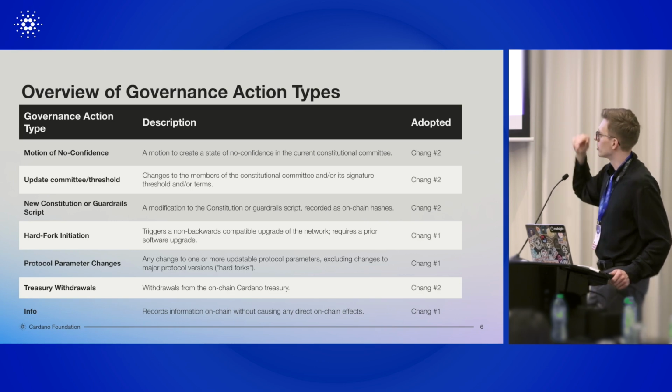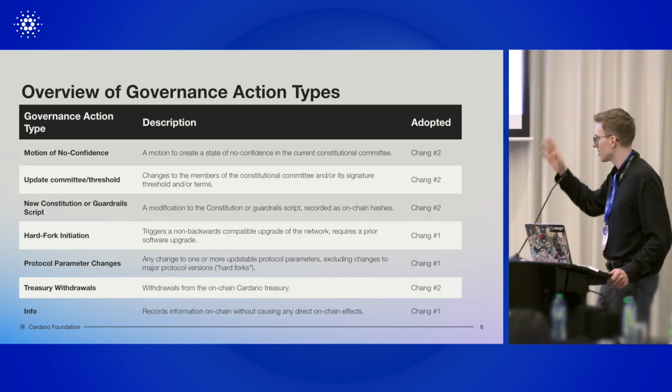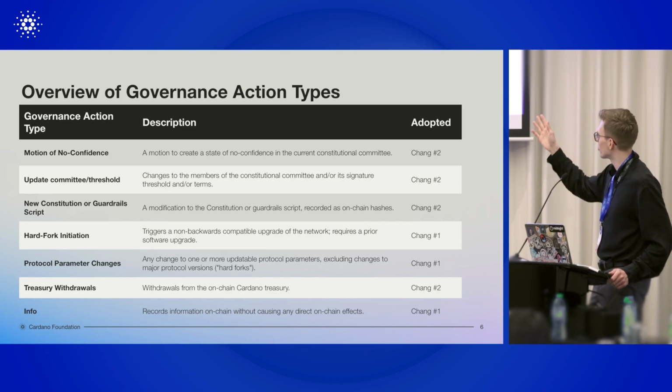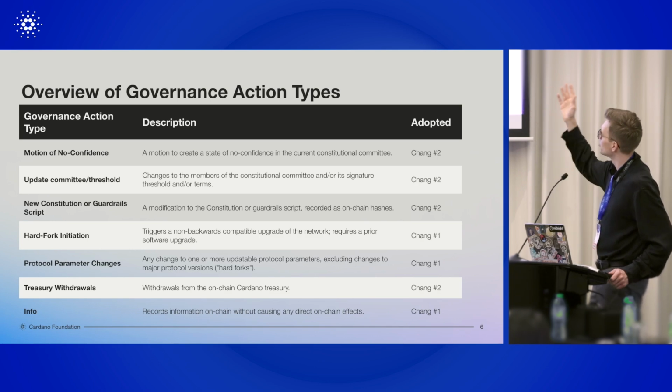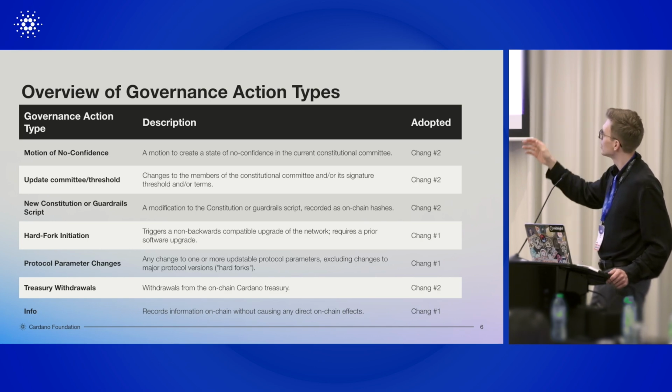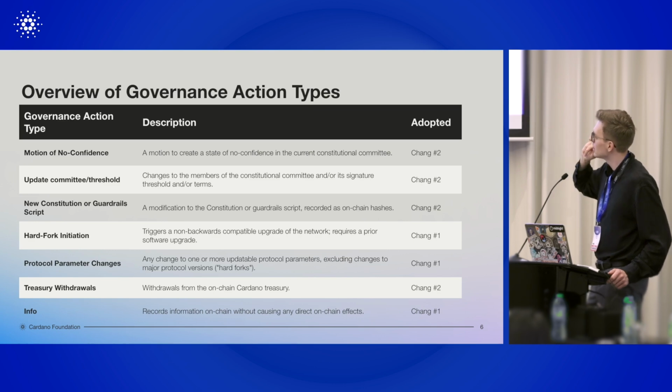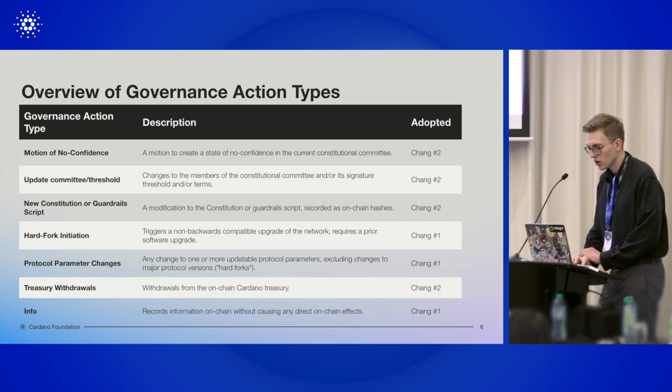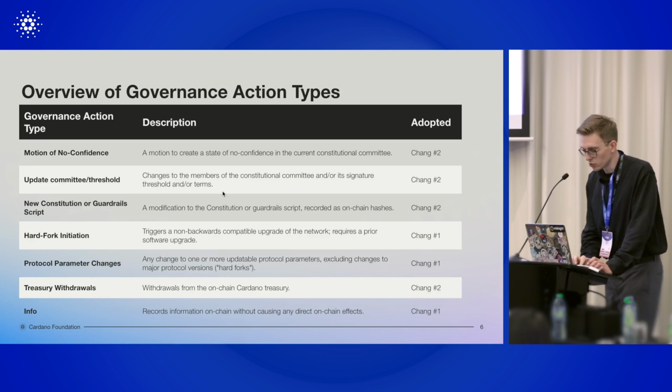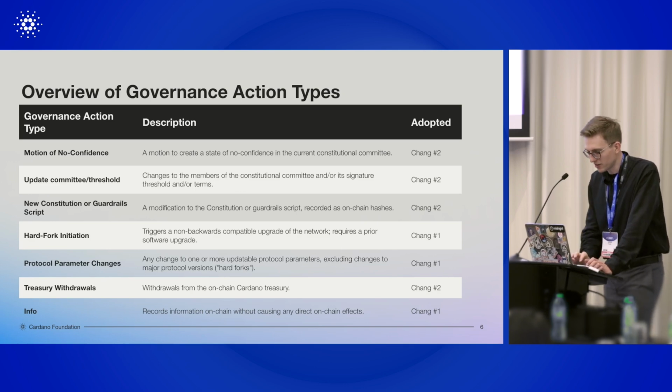types. For example, treasury withdrawal. Yeah, that is usually the one people talk about. We have the new constitution or guardrail script. And then the first 2 actions, the motion of no confidence and update committee threshold, they are the ones who are affecting the constitutional committee. So they affect this role.